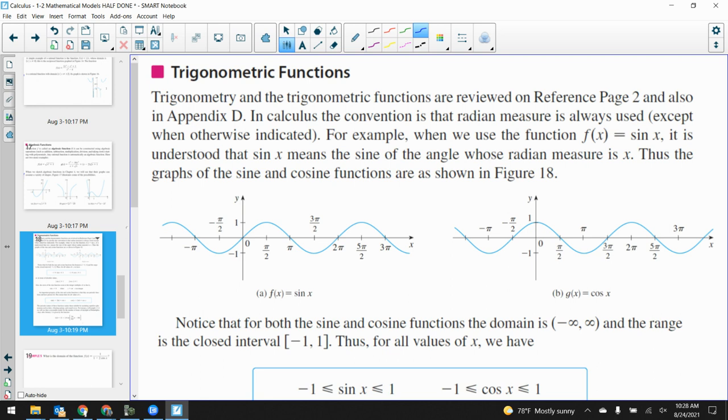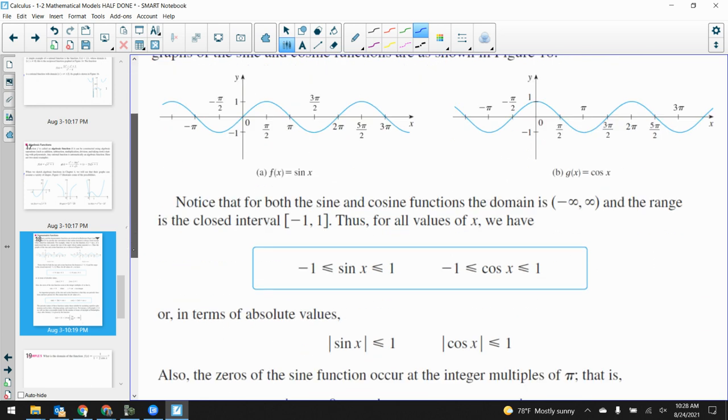Okay, and we've studied these graphs at length over the past couple years. This is our sine graph. This is our cosine graph. Remember, it's cyclical. It goes in cycles. We have our periods, our amplitudes, our phase shifts, and things like that.